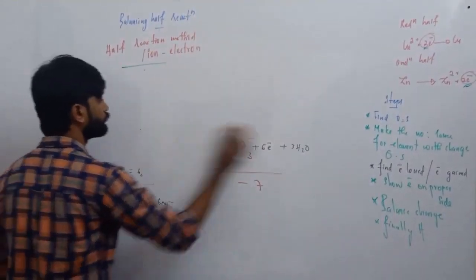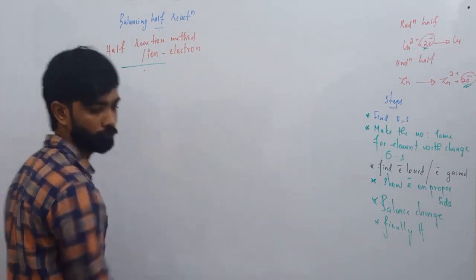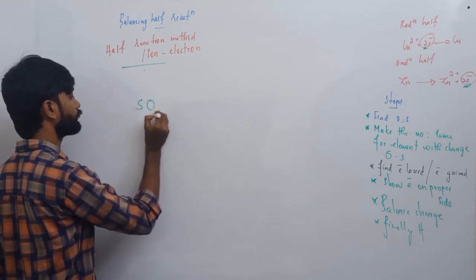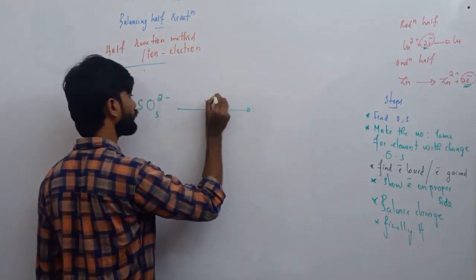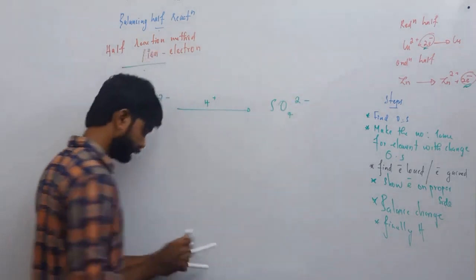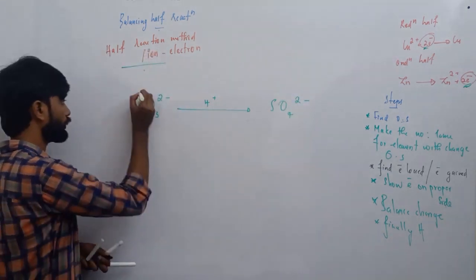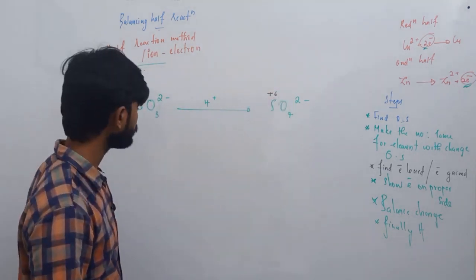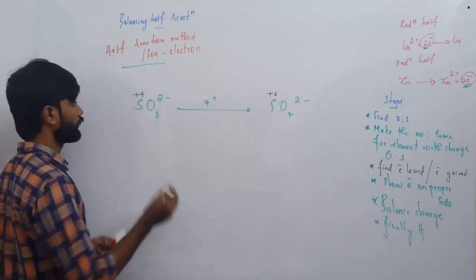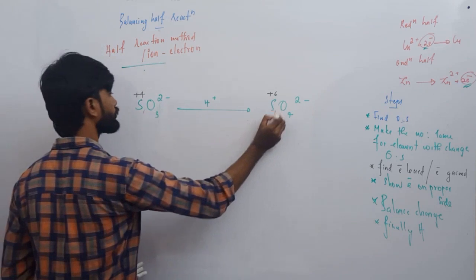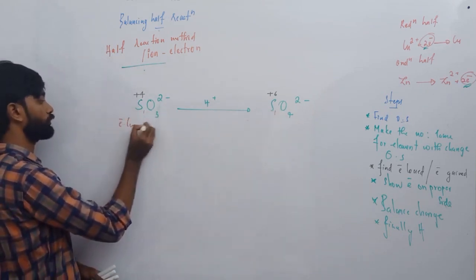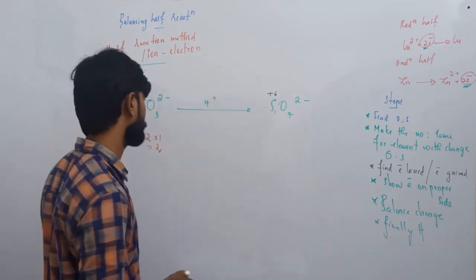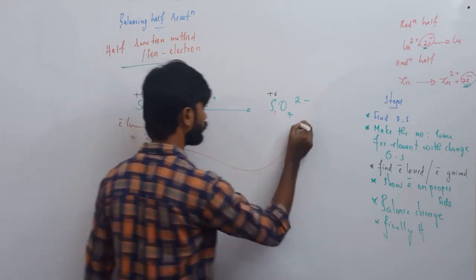One more example. The oxidation half of sulfite, which is oxidized in the presence of H+ to sulfate. Here the oxidation state of sulfur is +4, and here it is +6. The numbers are the same on both sides. Find electrons lost. The change in oxidation state is 2 and the number of sulfur is 1, so 2. So you represent 2 electrons here, right?